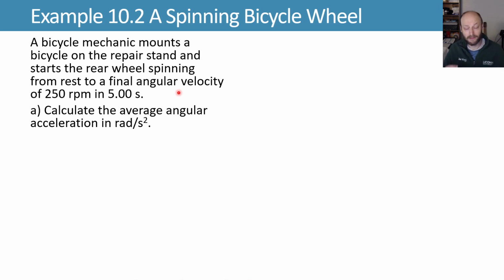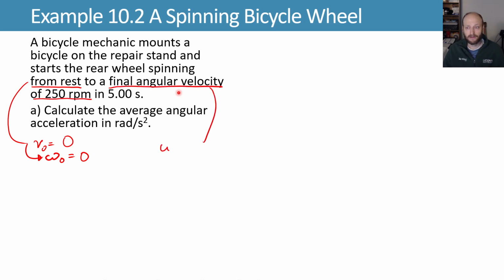We'll begin by reading the problem statement, as I just did, and then trying to extract information. From rest means that our initial velocity is going to be 0, which means that our initial angular velocity is also 0. We have a final angular velocity of 250 revolutions per minute, so we can also write that down. What else? We know that we want our average angular acceleration. We can specify our initial position as theta equals 0. And now we want average angular acceleration.